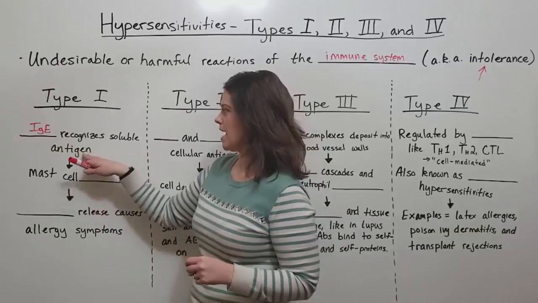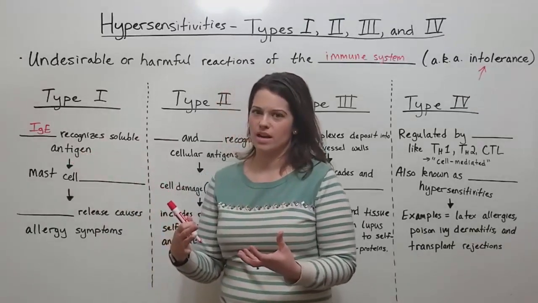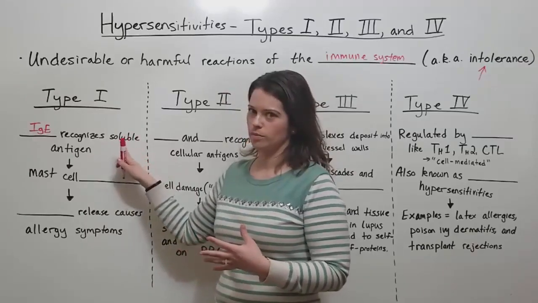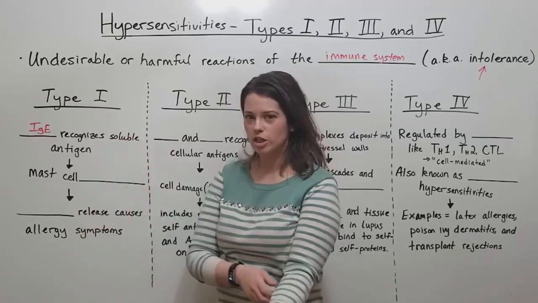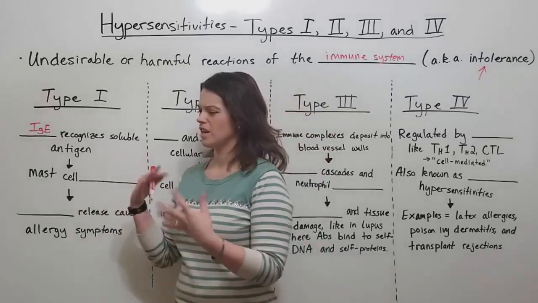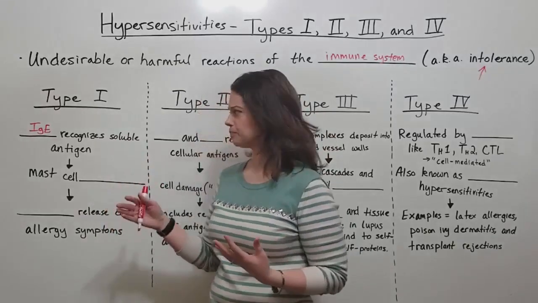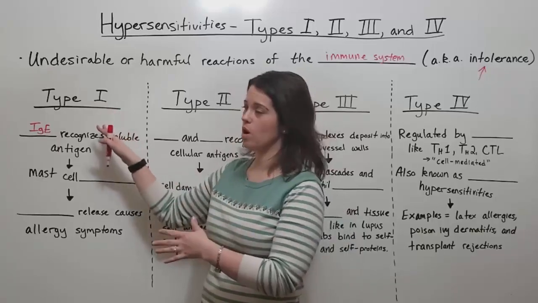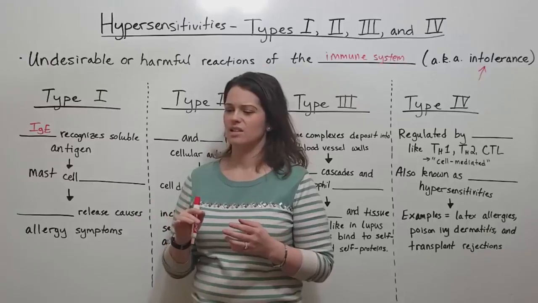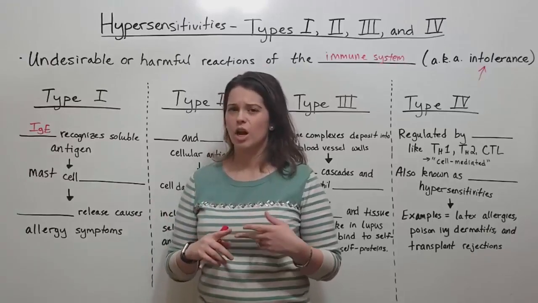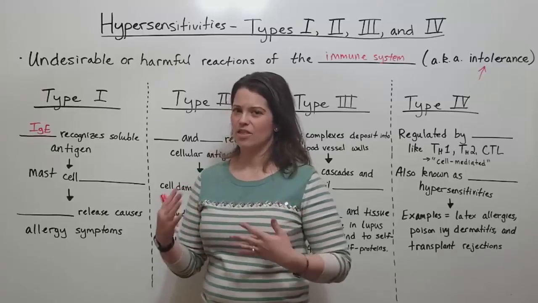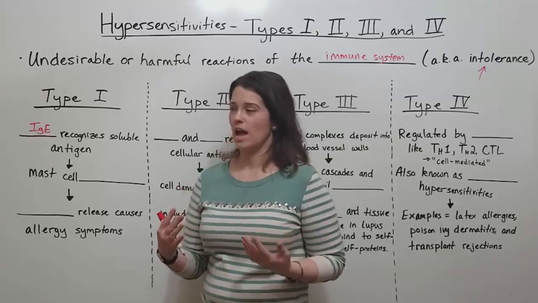What does this mean? Antigen is just the thing being recognized by the immune system. In this case, it is something soluble. So it's not something that is cellular or at the tissue level. It's recognizing just something that's kind of dissolved and floating around in the body. In particular, with type 1 hypersensitivities, IgE is recognizing things like pet dander, mold, pollen, things that we think of as being related to seasonal allergies.